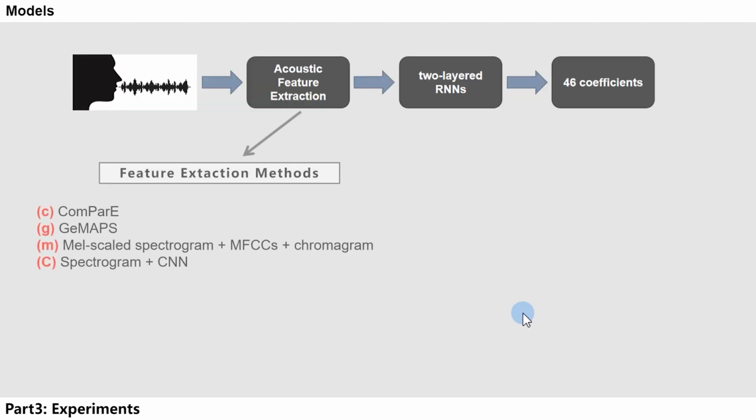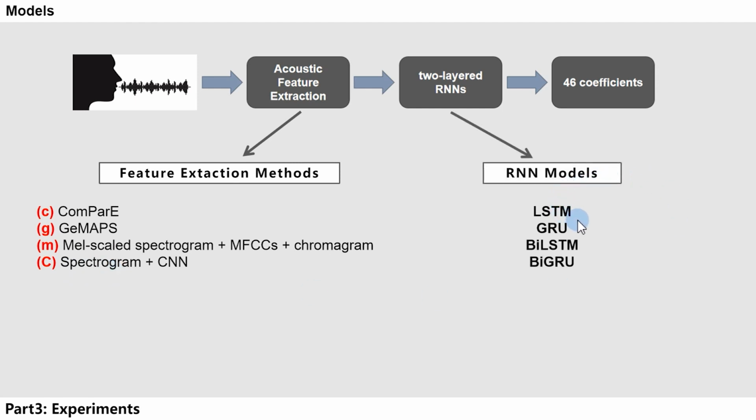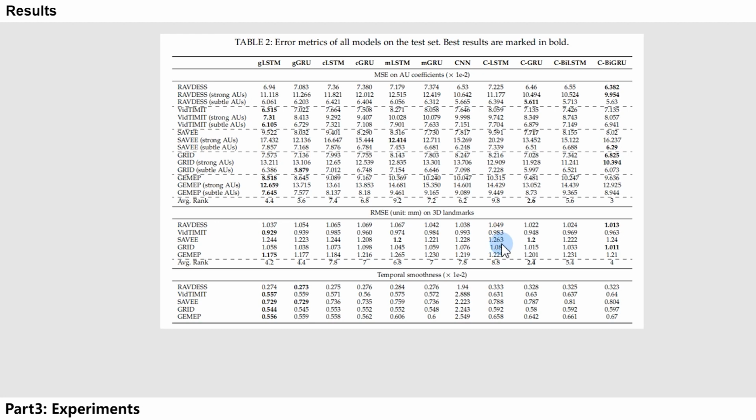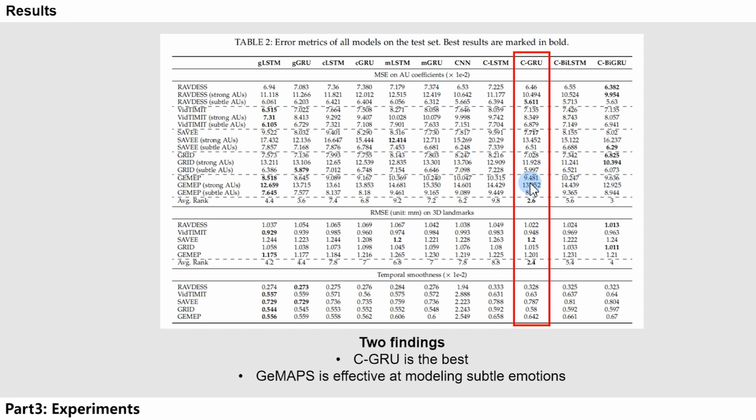And as for the models, we have 4 different ways, 3 traditional ways and 1 neural network way to extract features. And we have many different RNN models. That means we have tons of different models, and the authors tested them. Here are the results. The results show 2 findings. The first one is that CGLU, that is, the end-to-end model plus GLU, is the best. And they also found that GeMAPS, one method to extract features, is effective at modeling subtle emotions.